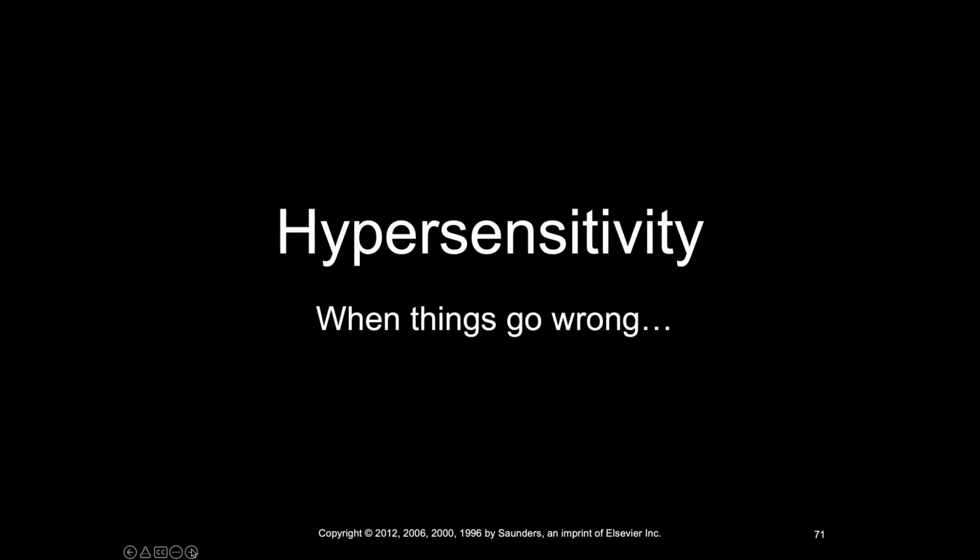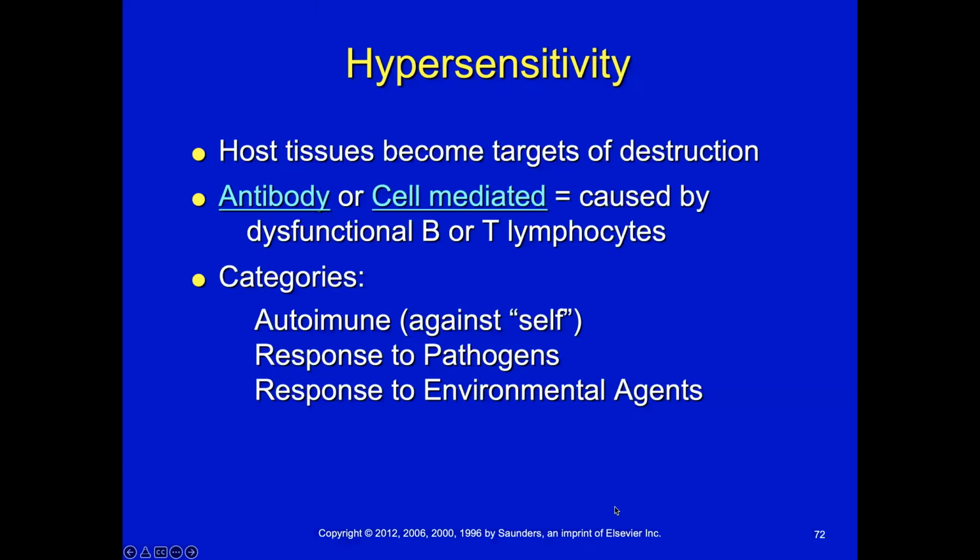Okay, hypersensitivity reactions. So the reactions are basically going to be due to antibody or cell-mediated causes. And this relates back to the dysfunctional B or T lymphocytes, because they are the ones that ultimately are involved. So the categories that will be covered are immune situations, unusual responses to pathogens, and the same for responses to environmental agents.